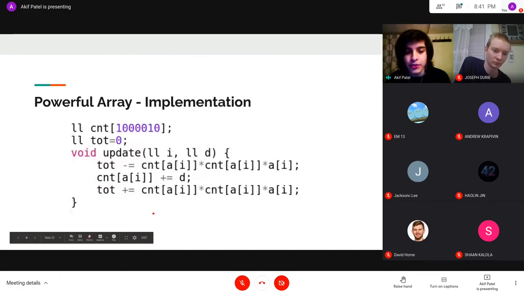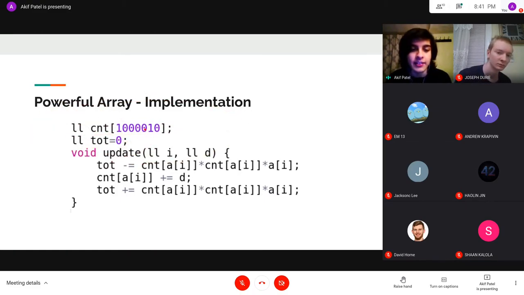And so here, let me show you the code so you understand it better. As I mentioned before, instead of the map, you can just use an array and get rid of the log factor, because 10 to the 6 is fine, so there's an array of size 10 to the 5th.